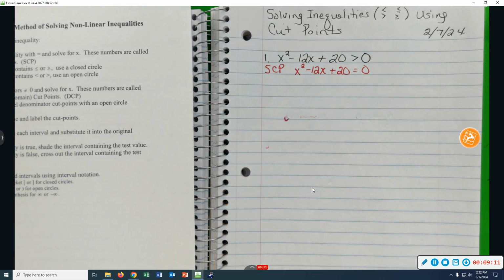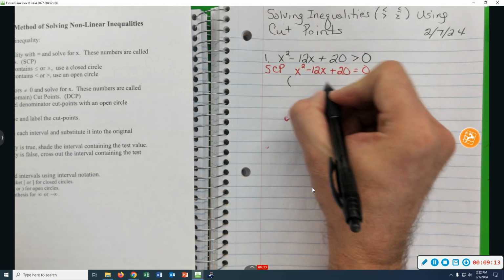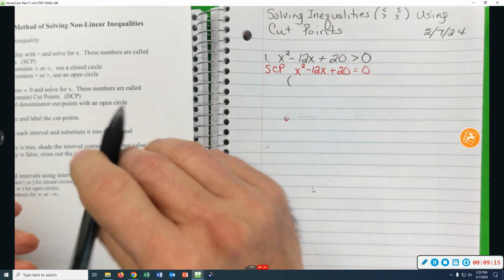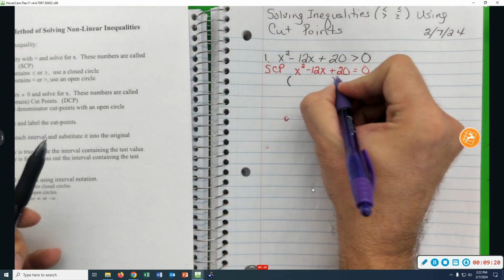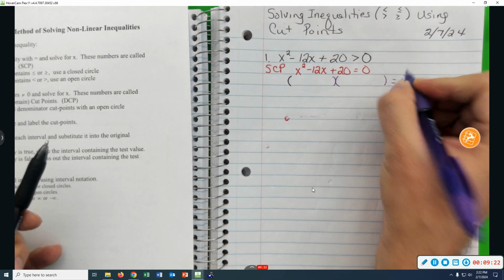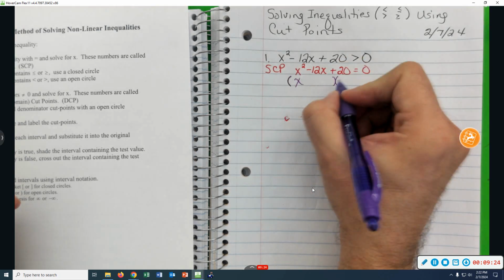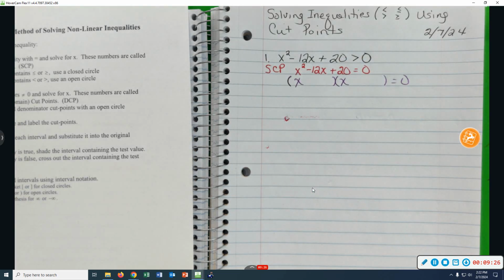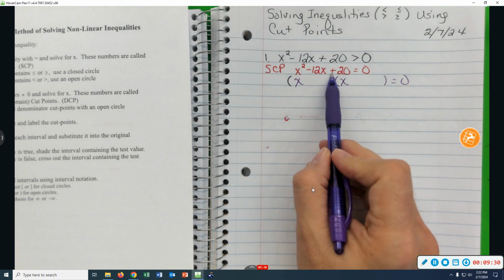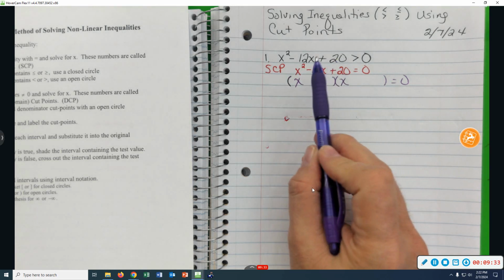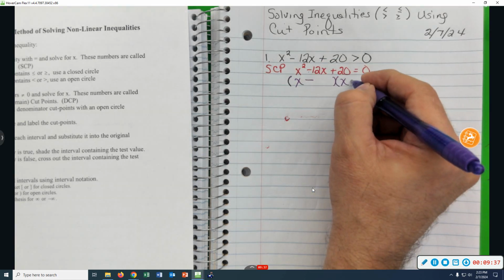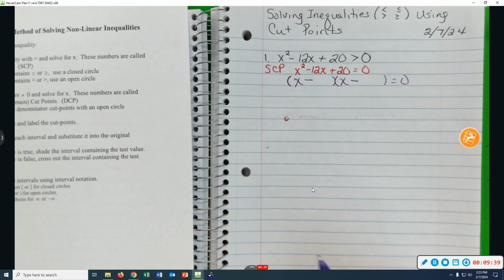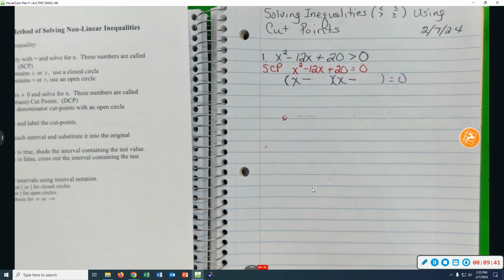What do y'all think I'm going to do? Factor. Draw my 2 sets of parentheses. Well, for x squared, just x and x. That's a simple trinomial. Do y'all remember how to figure out the signs in here? The second sign is plus, so 2 of the first. So minus and minus. Okay, 1 times 20.